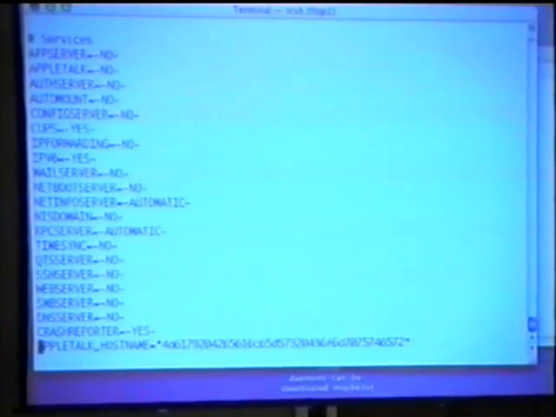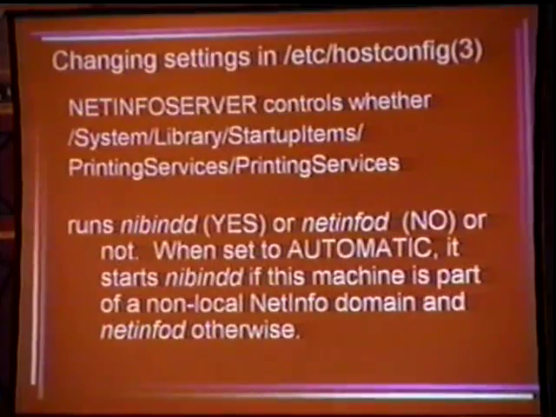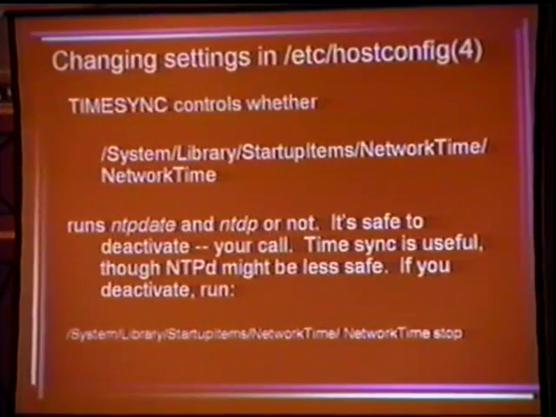We want to leave it set to automatic to make sure that we get netinfo information, because if we don't have it, we can't log in, and that makes our system a little less useful. Okay. What were the other variables that we had set to yes or no or automatic? We had time sync. This seems to be set to no on my original default install.